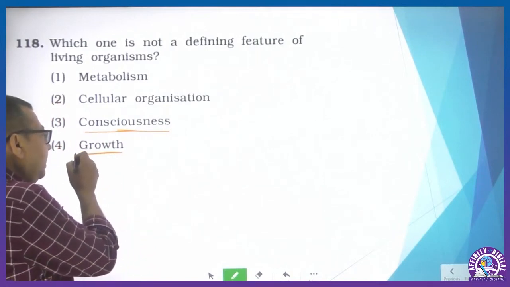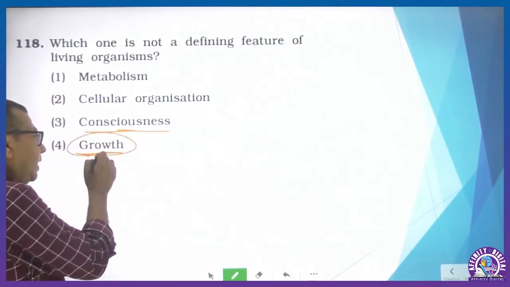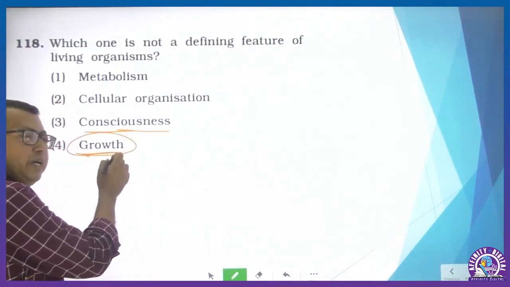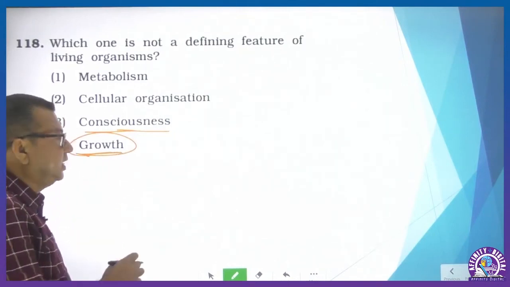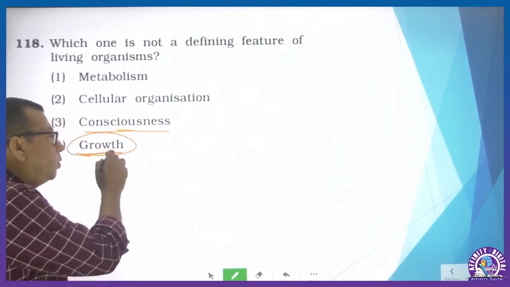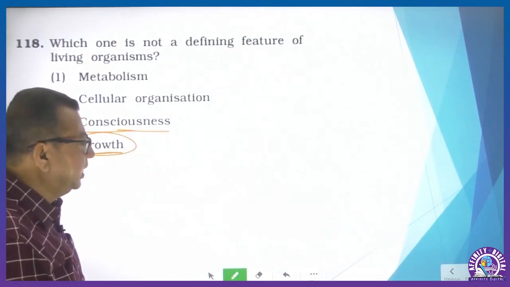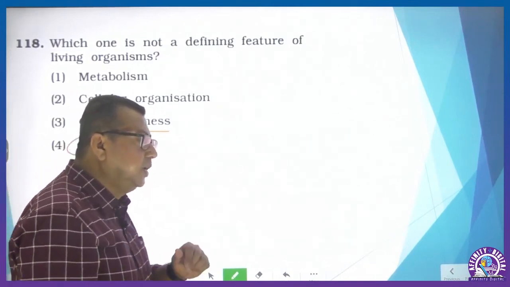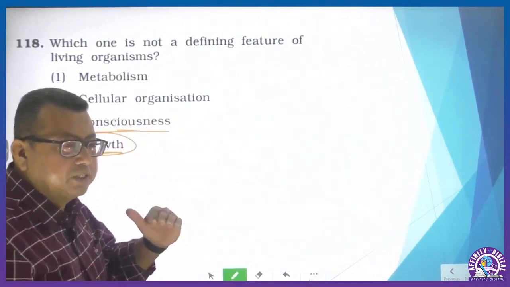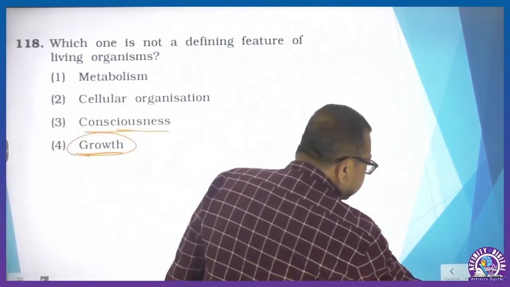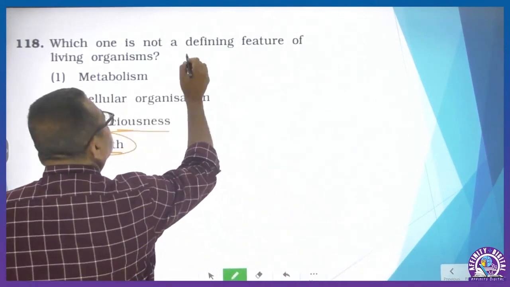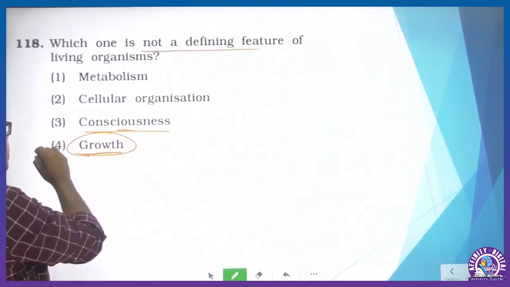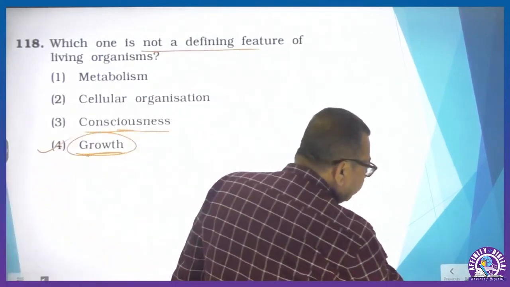लेकिन यहाँ पे intrinsic growth, extrinsic growth, like growth दिया है. So growth, when you speak about growth, does it define all living or does it define only living organisms? No, growth also defines non-living things because growth has been observed in non-living things also, when you consider increase in body mass as the criterion of growth. So which one is not a defining feature of growth? So answer will be option number 4.